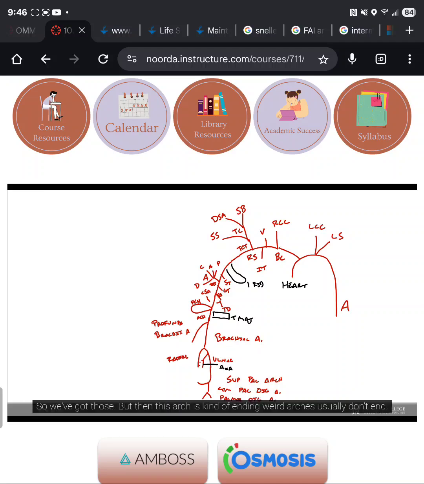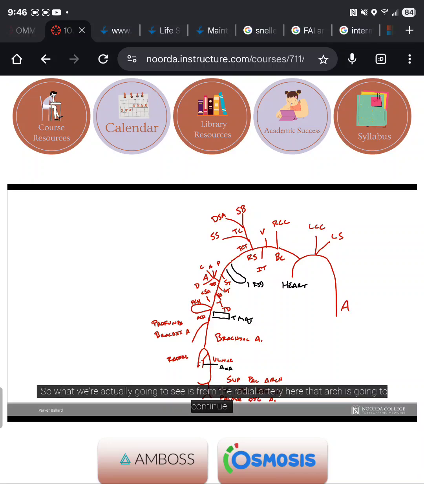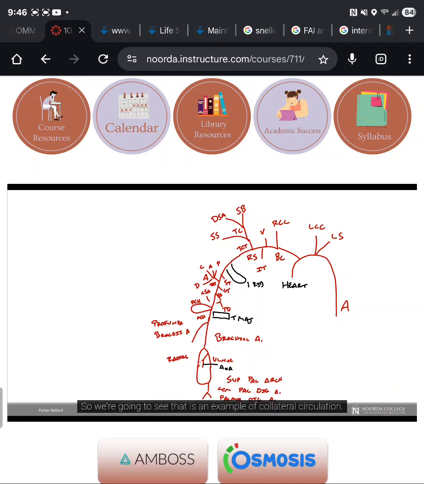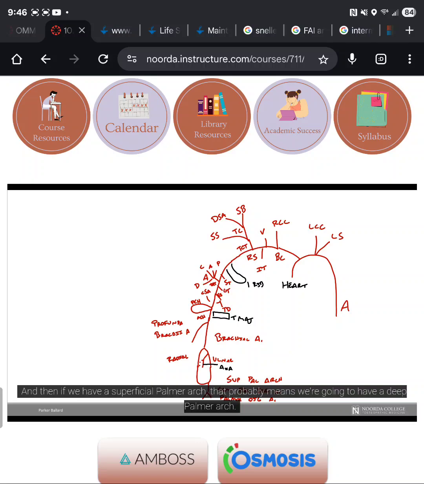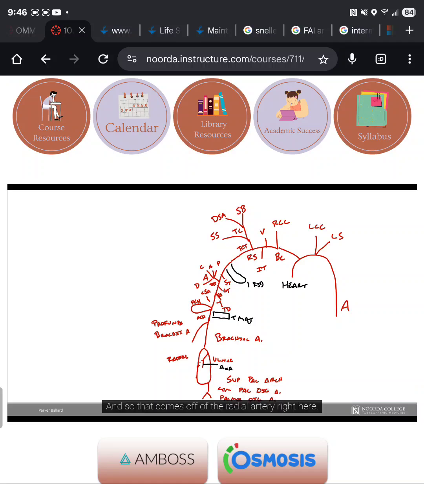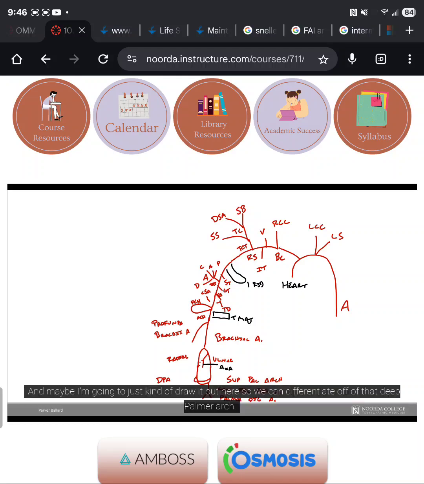So we've got those, but this arch is kind of ending weird. Arches usually don't end. So what we're actually going to see is from the radial artery here, that arch is going to continue. So we're going to see that as an example of collateral circulation. And then if we have a superficial palmar arch, that probably means we're going to have a deep palmar arch. And so that comes off of the radial artery right here. So we'll call that the deep palmar arch. And off of that deep palmar arch from the radial artery, and maybe I'm going to just kind of draw it out here so we can differentiate.